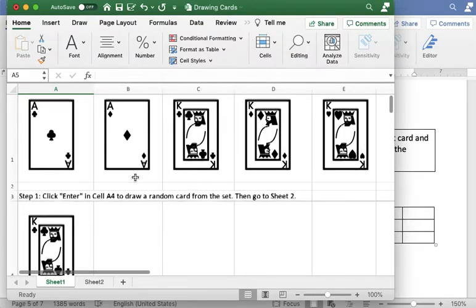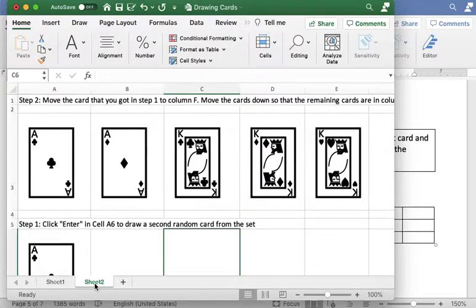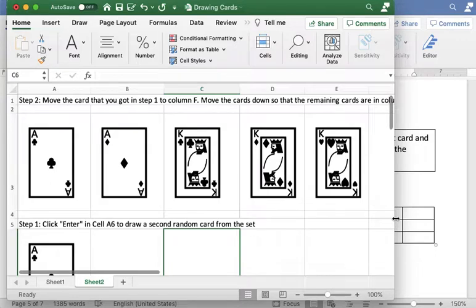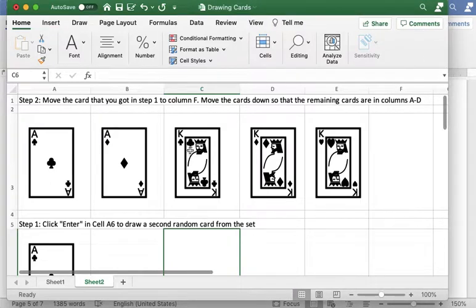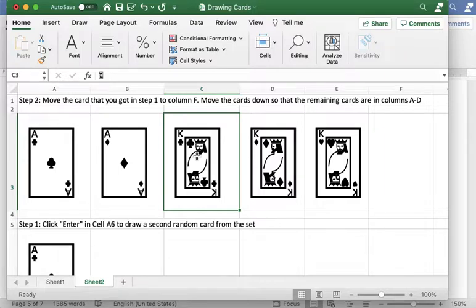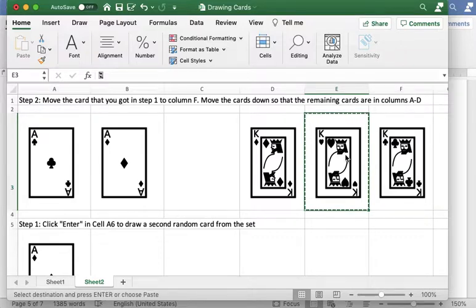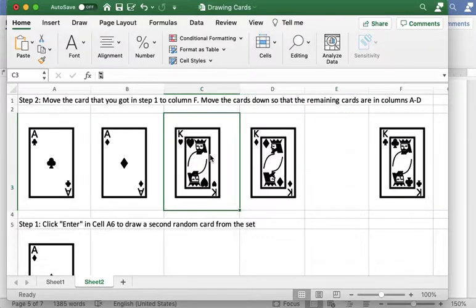Then what you're going to do is go to the second worksheet of the Excel spreadsheet. And here I see my same 5 cards. What I need to do is remove the card that I got on the first draw from the deck, and I want to put the remaining cards in columns A through D of my spreadsheet. So I'm going to move the king of clubs, which is what I got in the first draw. I'm going to use cut and paste to do this on my keyboard. So I move the king of clubs out to column F, and then I'm going to move the king of hearts over into that space in column C, so that my 4 cards that I'm drawing from are in columns A through D.